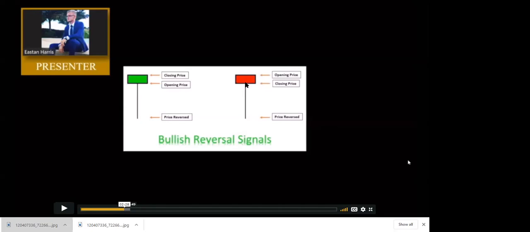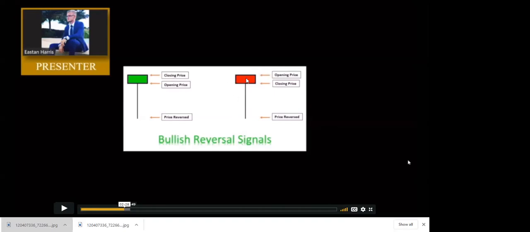Same thing here. This candle opened here at the top. Price came all the way down. Price reversed, went back up, and closed here. Price closed above where it went down to. It went back up, so it's a bullish reversal signal.